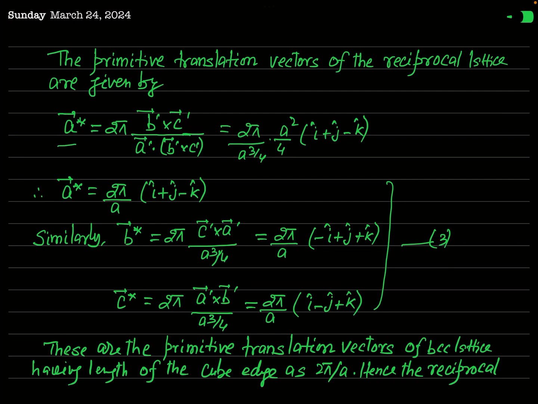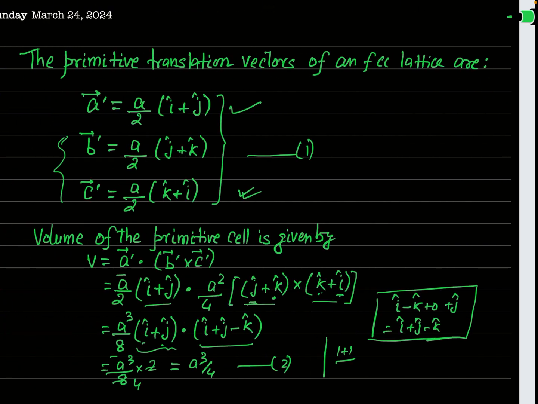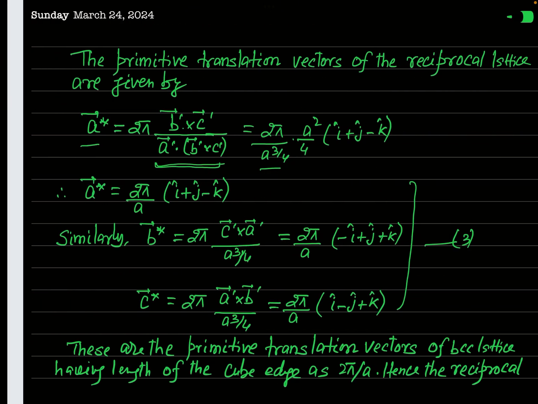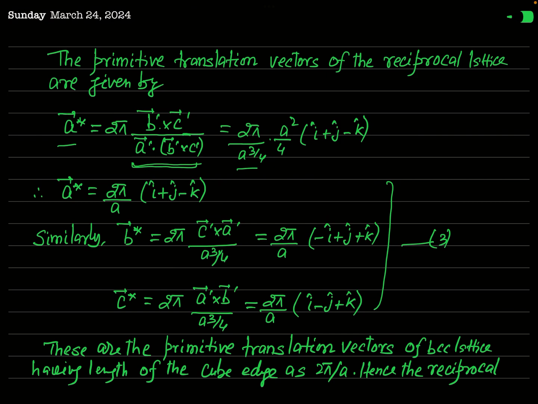A star equal to 2 pi B prime cross C prime over A prime dot B prime cross C prime. Okay. But the factor in denominator, this is simply the volume of the unit cell which we have obtained just now. This is A cube by 4. So this is 2 pi over A cube by 4. And you have just obtained the value of B cross C here. B cross C, this is A square by 4 times I plus J minus K. So at the place of this B prime cross C prime, I have written here, you can see, A square over 4 times I plus J minus K.